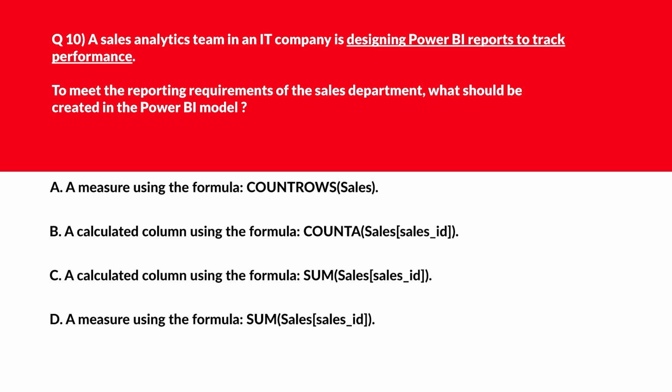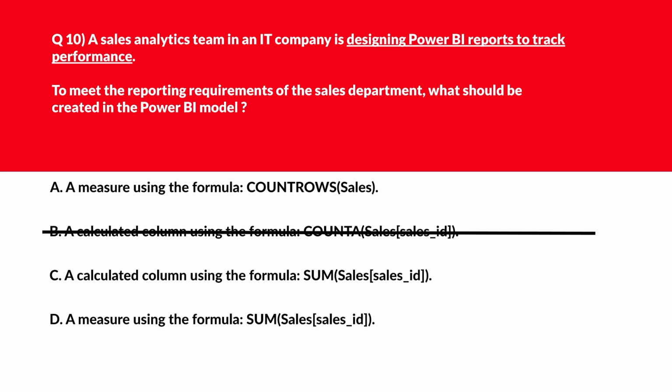Let's now look at this scenario. We are designing Power BI reports to track performance. Option A says a measure using the formula COUNTROWS(Sales). COUNTROWS counts rows in the sales table, giving the department the required reporting metric. Let's keep it. Option B, COUNTA in a calculated column adds row level values but doesn't provide efficient aggregation.